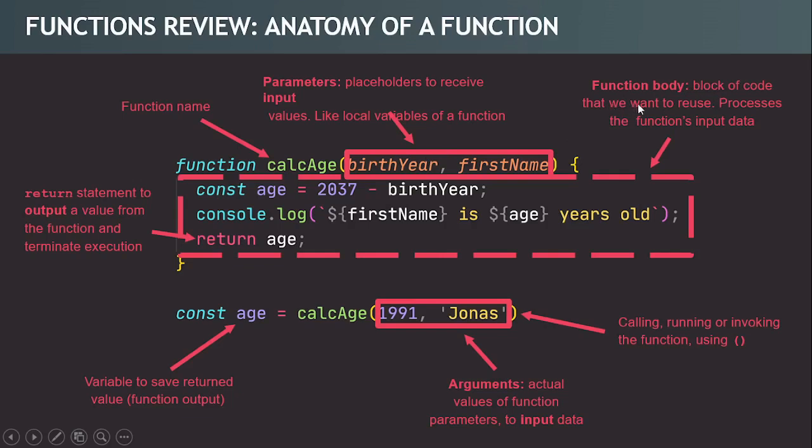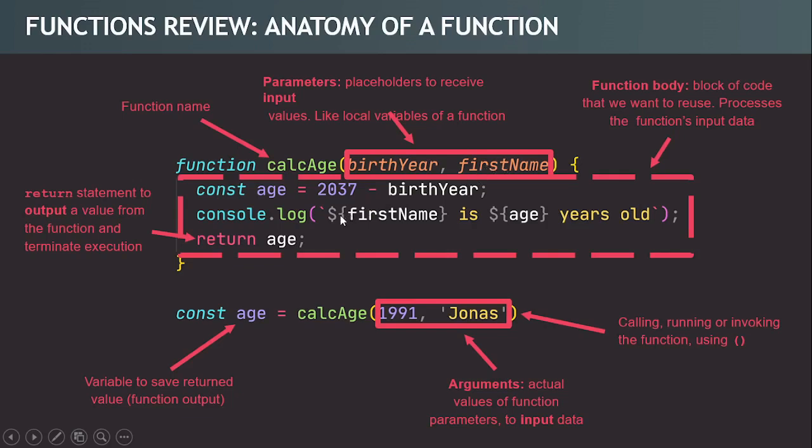Okay, now the function body. It is a block of code that we want to reuse, and it processes the function input data. If you see this yellow parenthesis here, it is the block of code. This one I've put in this red dotted stuff is the block of code that you want to reuse. For instance, const age is 2037 minus birth year, and you say console.log, and you can use the syntax we have already seen, $first name is age years old, and first name is also a parameter that was passed in.